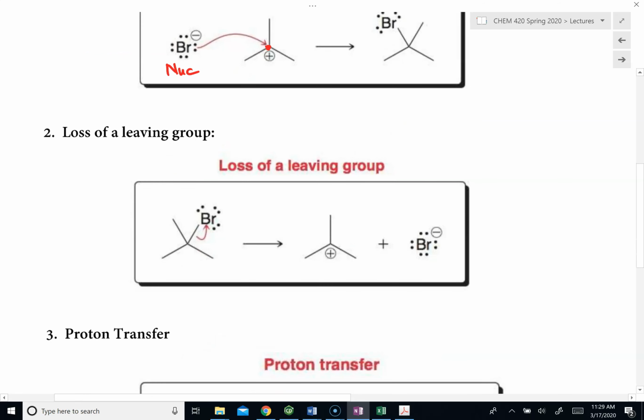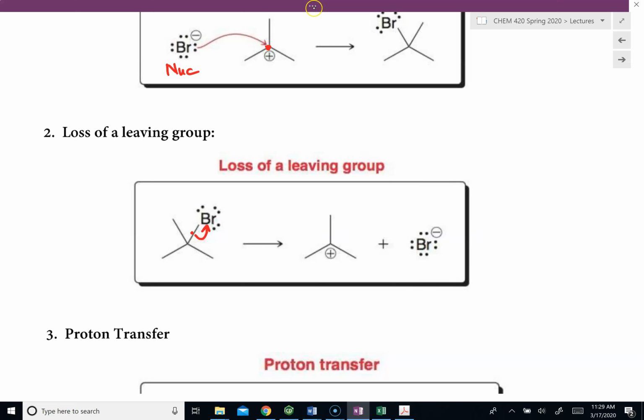And the next step is the loss of the leaving group. So the loss of the leaving group is basically when we have a functional group that is capable of breaking off and taking the electrons away from the carbon. So here in this case, the mechanism of this step basically involves the electrons from this bond, the bond between this carbon and this bromine, being taken up, and the electrons go to the bromine. Now, the electrons can only go to the bromine, but not the carbon, right? And the reason is the electrons will always go to the more electronegative atom.